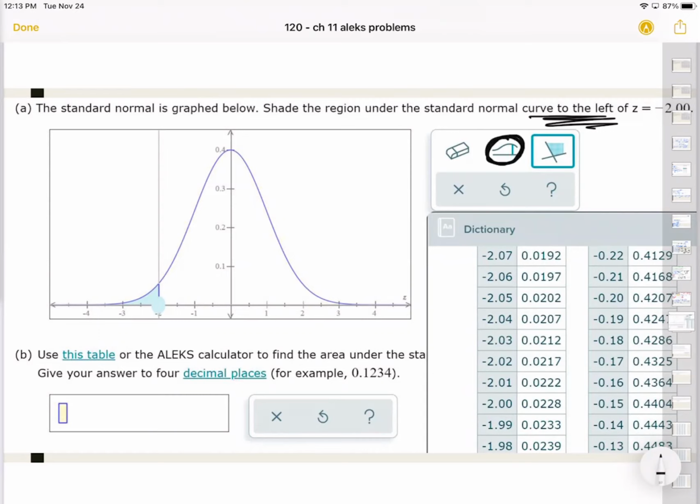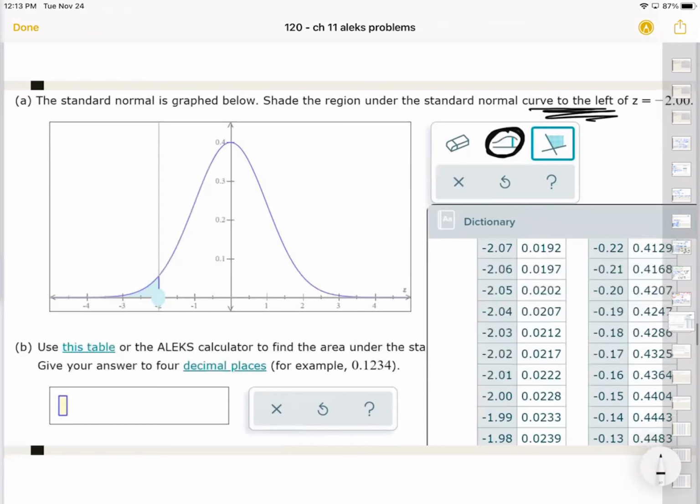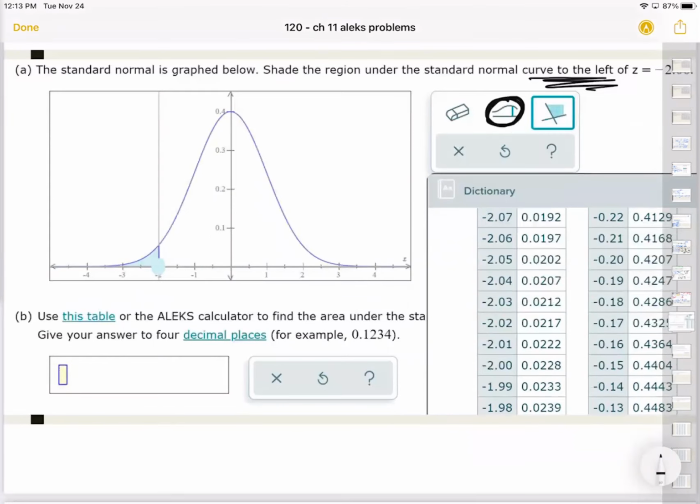So they ask you to shade the region under the standard curve to the left of z of 0.2, on -2. First, you need to choose the line. So you need to draw a line first. You need to drag to -2 and draw a line, and then the second step is you choose a shaded region, which is the region they just shaded to the left.